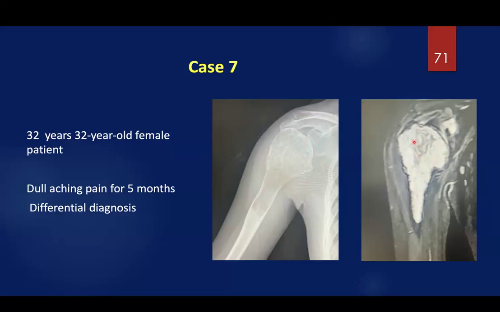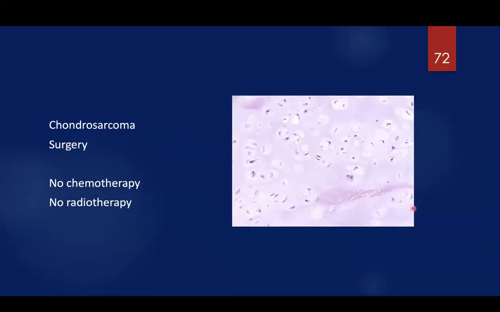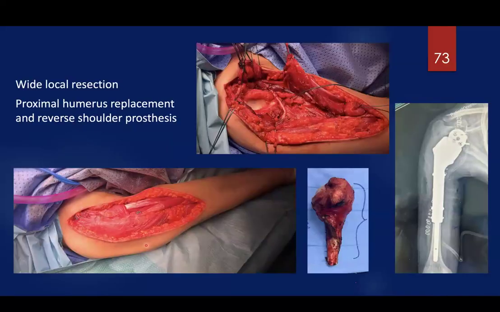And when we looked at the MRI, it has a very high water content in T2, which is highly suggestive of cartilage cell. So we took the biopsy. It turned out to be grade 2 chondrosarcoma. And look, chondrosarcoma, usually this is chondroid matrix, and the clear cytoplasm, and cells are very different from each other. Okay, and no chemotherapy, no radiotherapy. It's only wide local resection. So tumor was taken out completely.